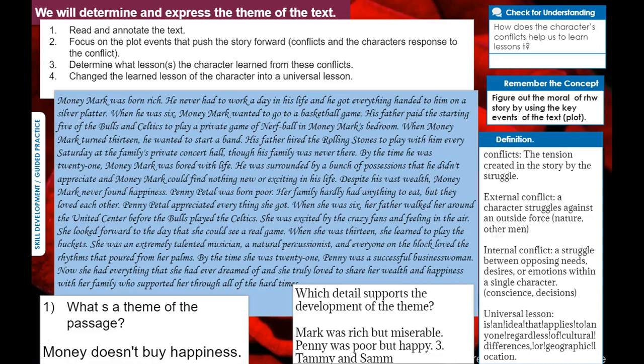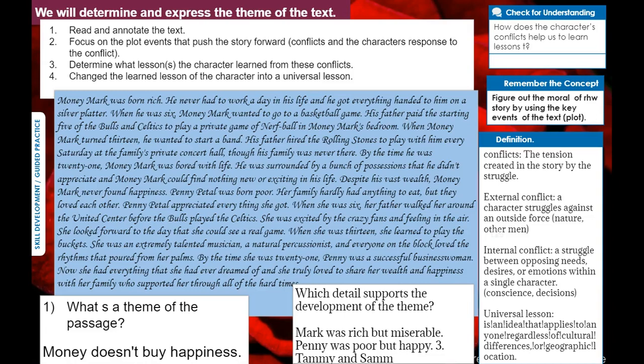Now, which details from the text support this? Now, this is me. I'm summarizing the details, but you could go in and pull out examples from the text. I just summarized. We know that he was rich, but he was miserable. How do we know? What does the text tell us? Very, very good.